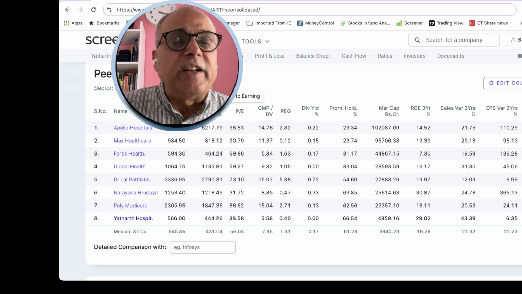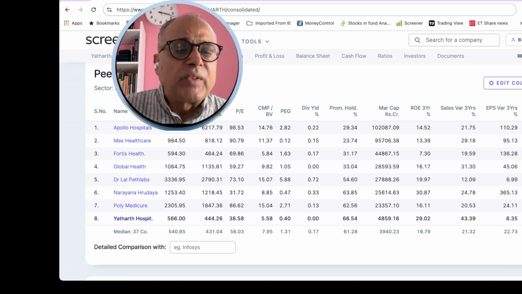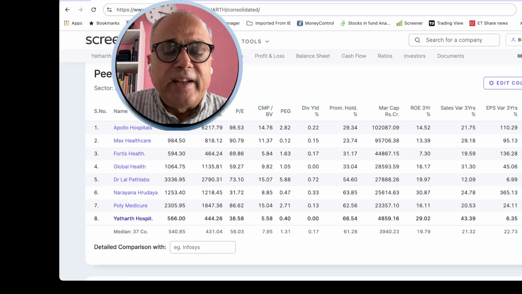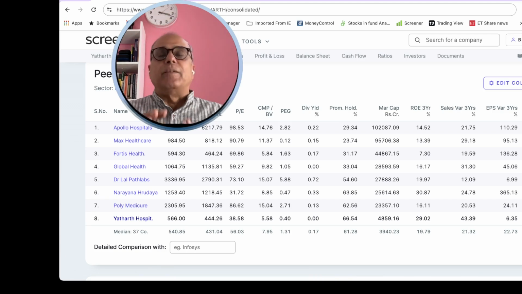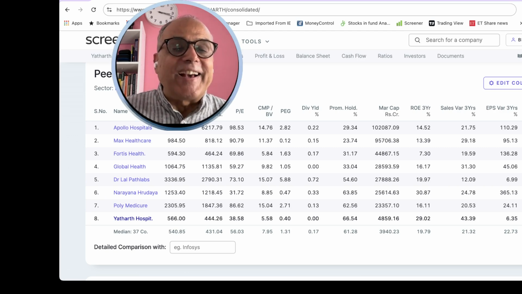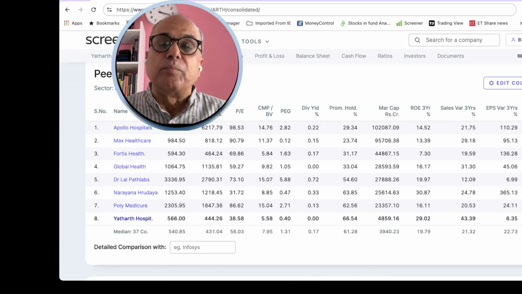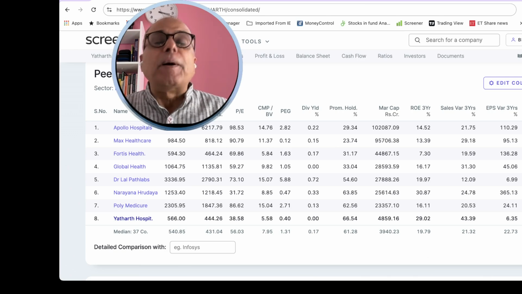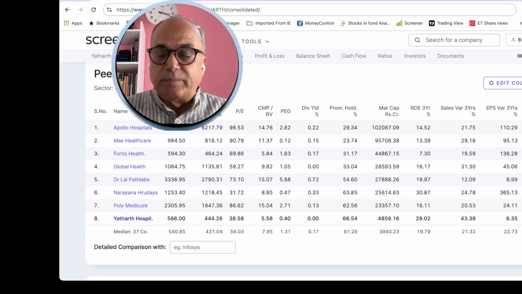When you look at it from the relative comparison, like you have Apollo, Max, Fortis, Global, Narayana, the median PE is about 56, whereas the PE of the company today is about 39. So from the median perspective, it is lower, it is better. But this is a small cap. Never forget it. Apollo, Narayana, Max, Fortis, they are quite large companies. Even Narayana has about 26,000 crore market cap, whereas this company has less than 5,000 crore market cap. From that perspective, it appears that one may like to take some sort of partial profit in this company.